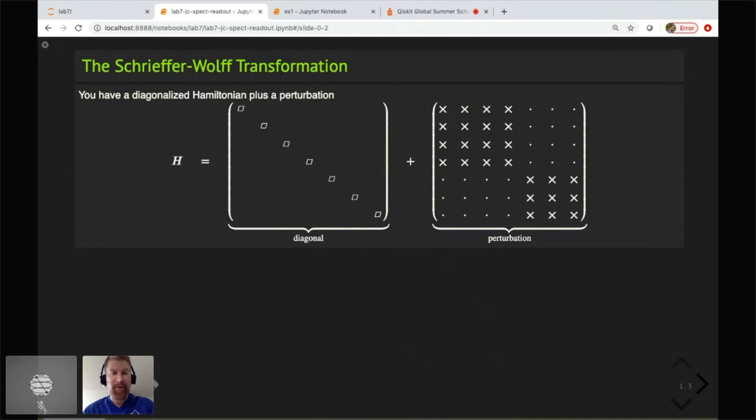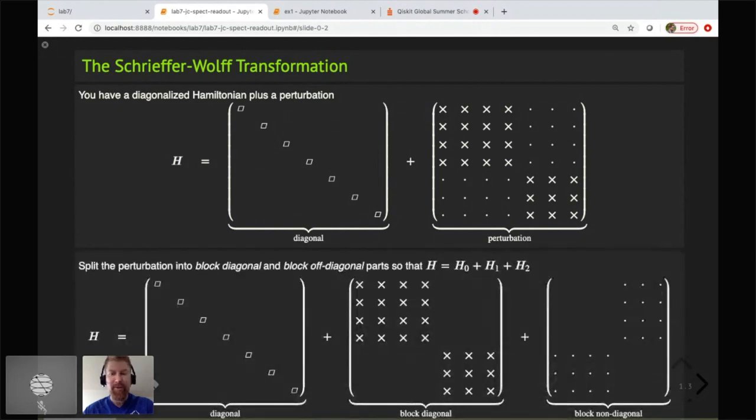For the Schrieffer-Wolff transformation in particular, we want to take that Jaynes-Cummings Hamiltonian and further divide it into something we call block diagonal, which means we have submatrices along the diagonal and a block non-diagonal term. And these blocks correspond, in this case, to different configurations of the system. In this case, it will be whether the qubit's in the ground or excited state, for example.